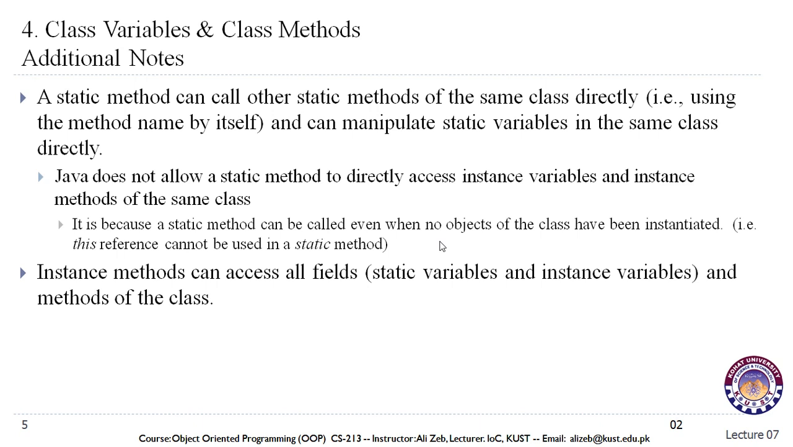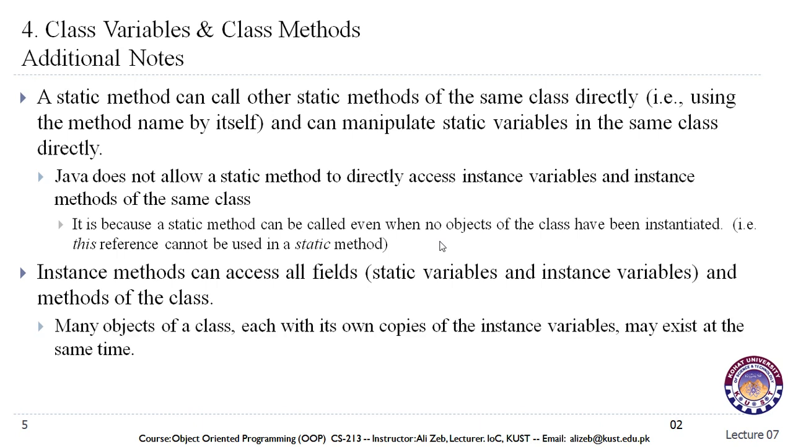Instance methods, on the other hand, can access all fields, that is, they can access the static variables and instance variables, and they can access all the methods of the class, that is, the static methods and the non-static methods, which are the instance methods of the class as well. Many objects of a class, each with its own copies of instance variables, may exist at the same time. As we have seen previously, we can create as many objects of a class as we need with its own values for the instance variables.